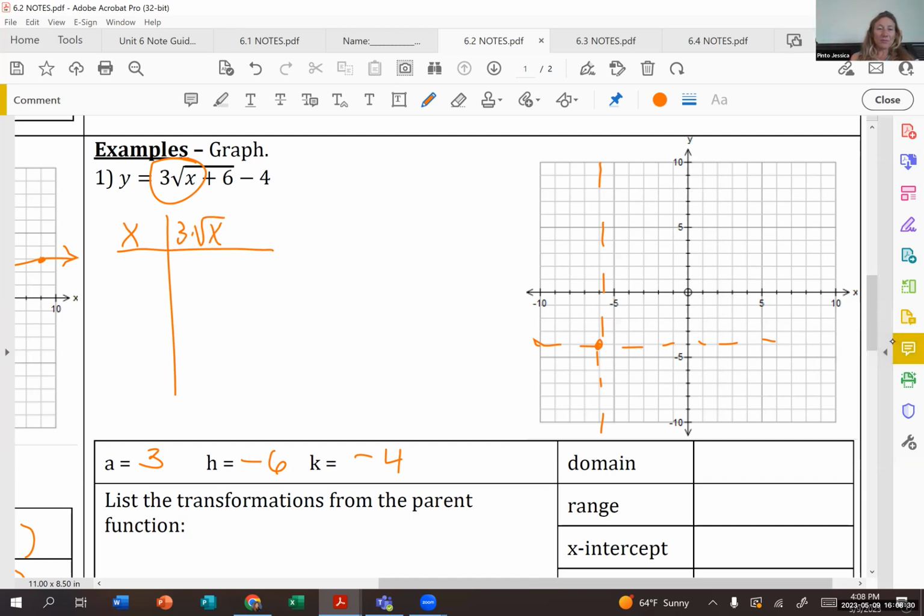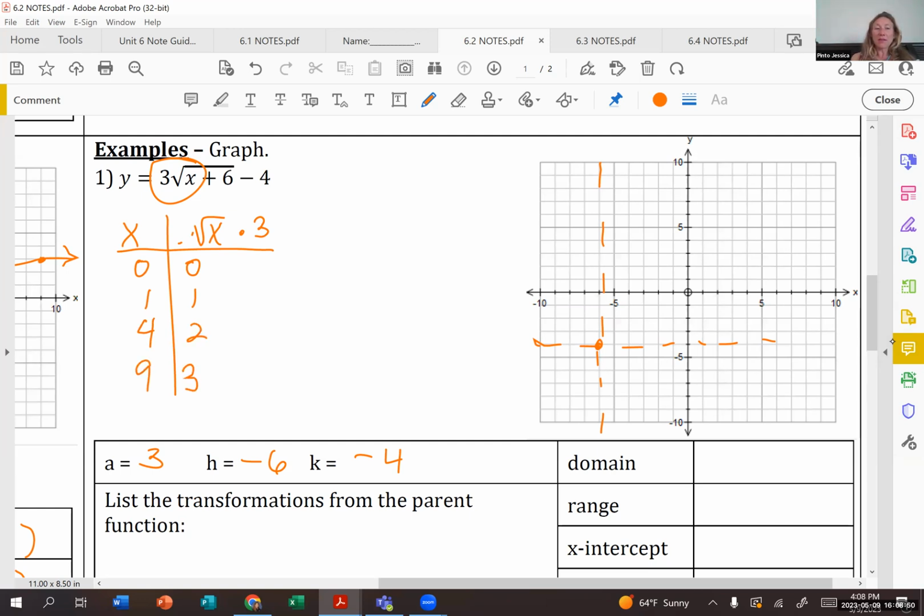And so I'll often think of that as times 3 over here. So if we think of our parent, the values we plug in are 0, we get out 0, 1, we get out 1. I want to say 2, but it's not 2. It's 4, we get out 2, and then 9, we get out 3.